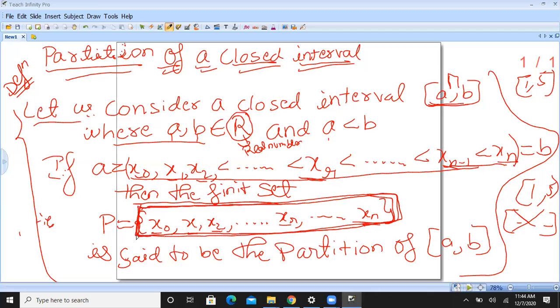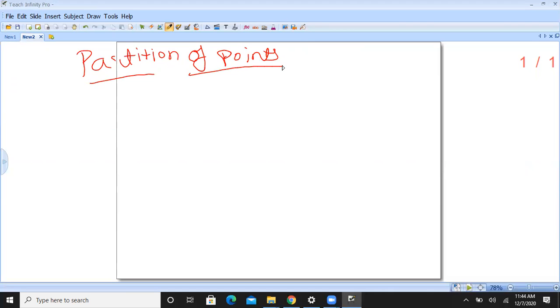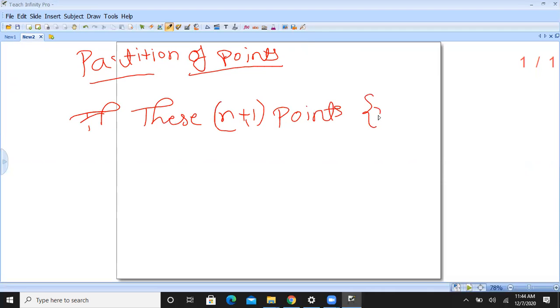Okay, so next, as usual, the next definition is partition of points. The partition of points. These n plus 1 points, that is x0, x1, x2 until xn.